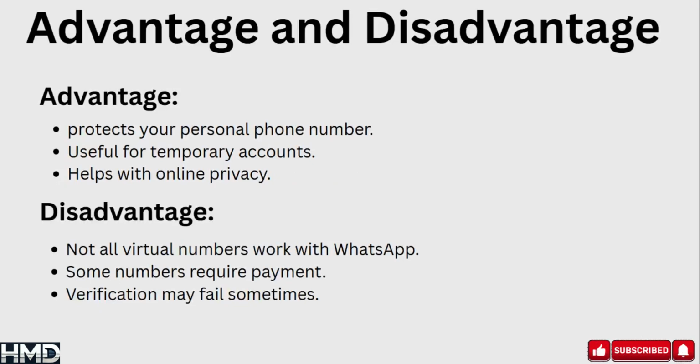Overall, using a Zangi number is a simple and effective way to keep your personal phone number private while still enjoying all the features of WhatsApp. You can use it for temporary chats, online signups, or even testing purposes if you're learning how WhatsApp works.